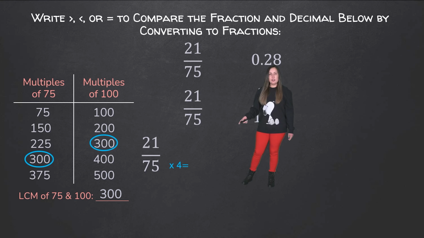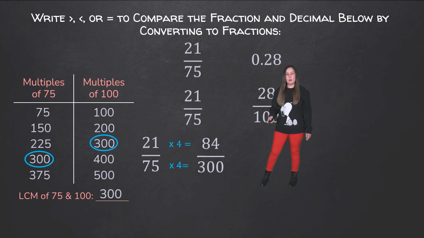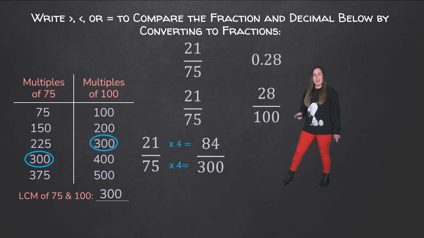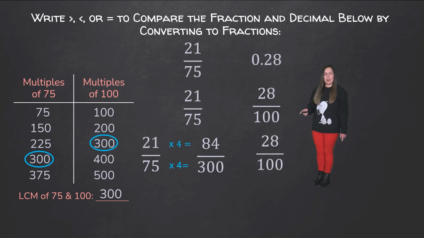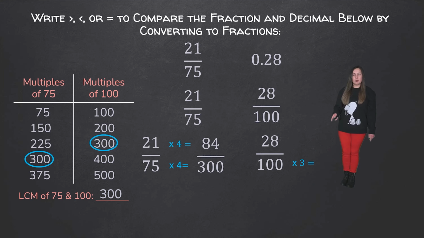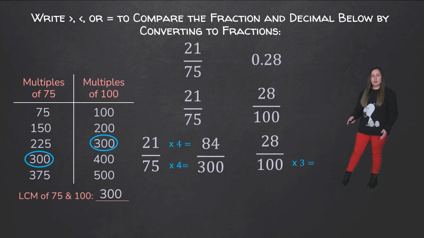And whatever we do to the denominator, we must do to the numerator. So 21 times 4 is 84. 75 times 4 is 300. And now we're going to work with 28 over 100. In order to get a denominator of 300, we have to multiply by 3. And whatever we do to the denominator, we have to do to the numerator as well. So we're also going to multiply 28 by 3. 28 times 3 is 84. 100 times 3 is 300.